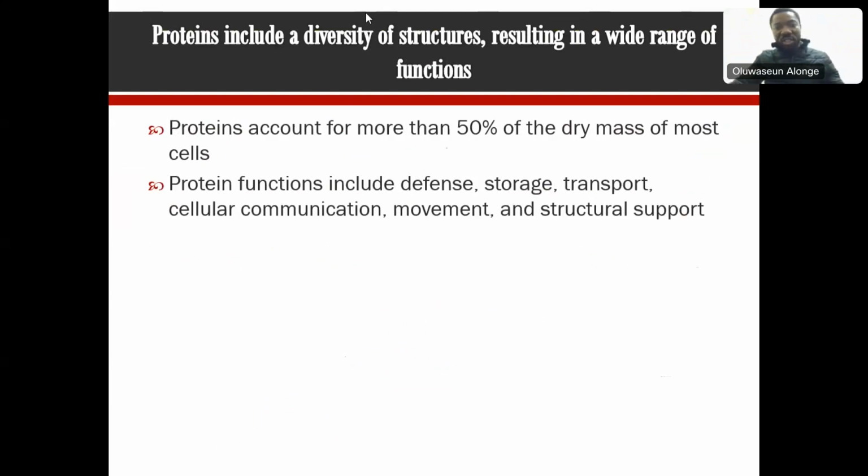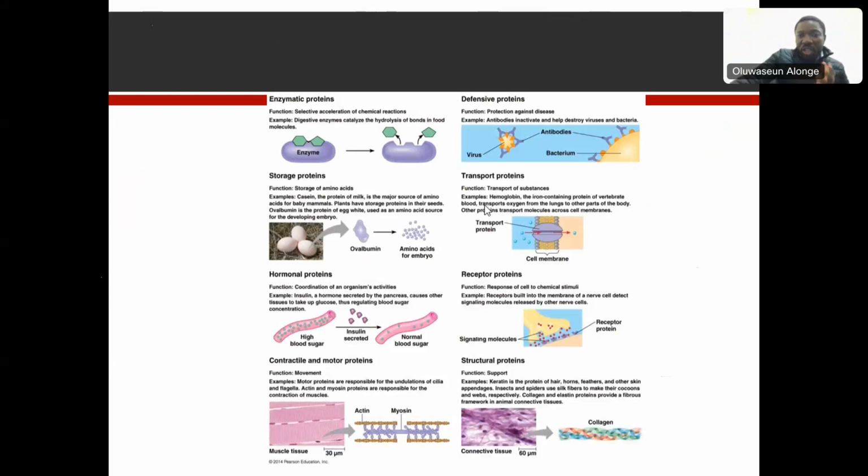Now, proteins account for more than 50% of the dry mass of most cells. And the major function of the cell is carried out by proteins. All right. They are responsible for defense, for storage, for transportation. They help with communication within cells. They help with movement and structural support. All right. Now, here are proteins and how they function.